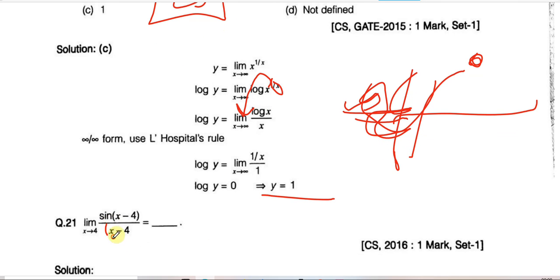See, x minus 4, x approaches 4 means if you replace x minus 4 by h, then h approaches 0. So 0 by 0 it will be 1 only. The formula is there only.